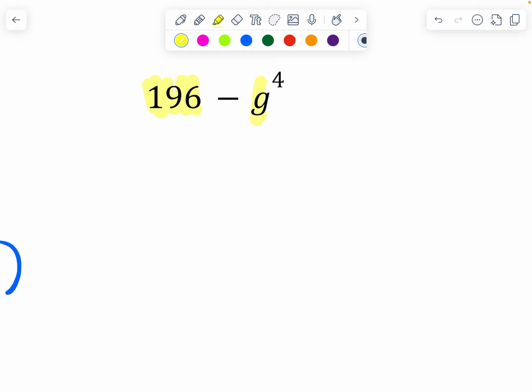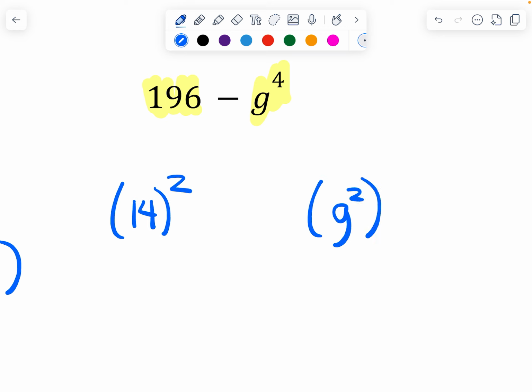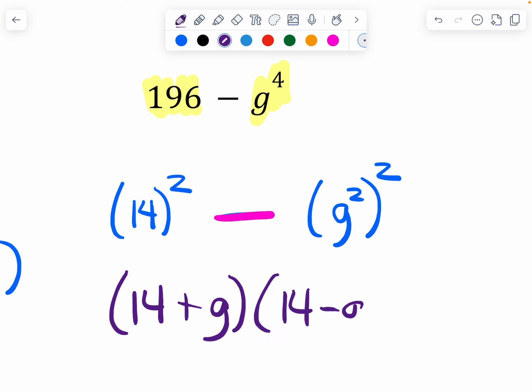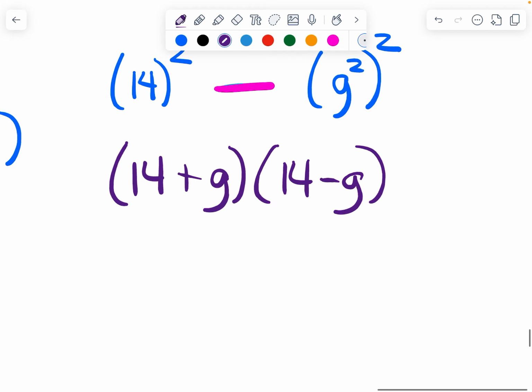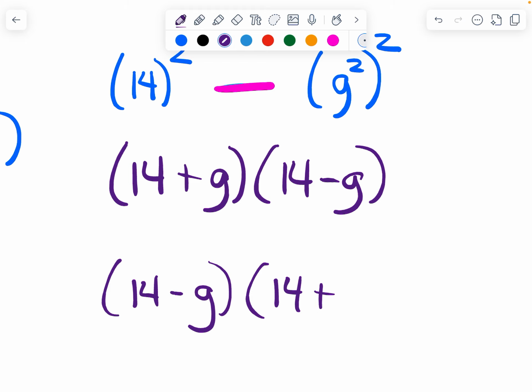Over here, is this a perfect square and is this a perfect square? So this is the same thing as 14 squared. This is the same thing as g squared all squared. And they have a minus sign in between. So I take 14 plus g, 14 minus g. And again, it's the commutative property, guys. You can move these around. Either one of these will work. They're the exact same thing.